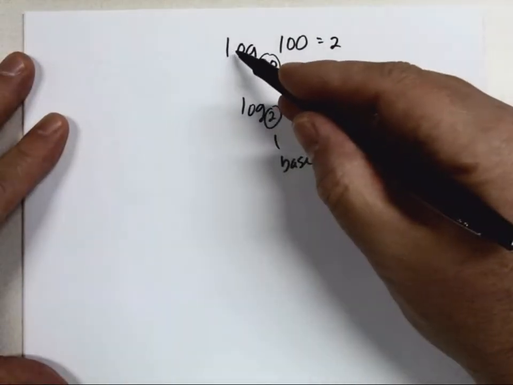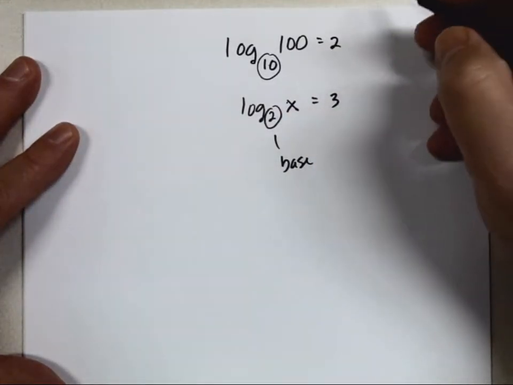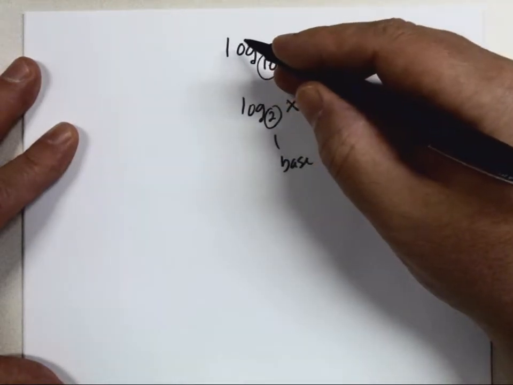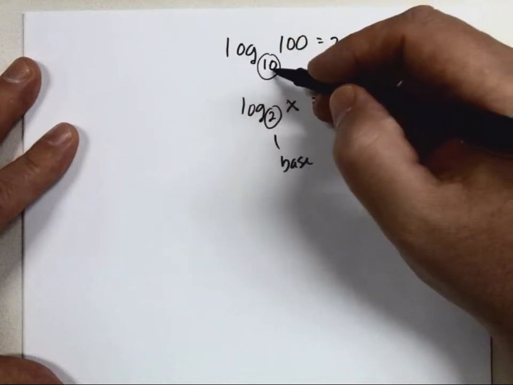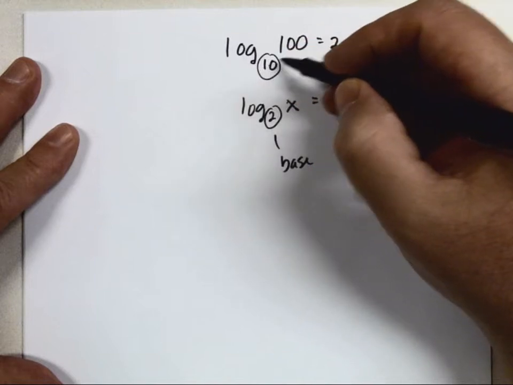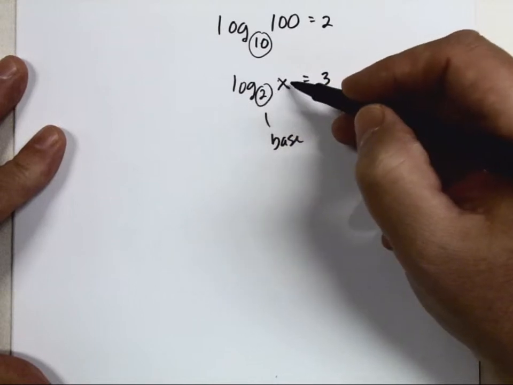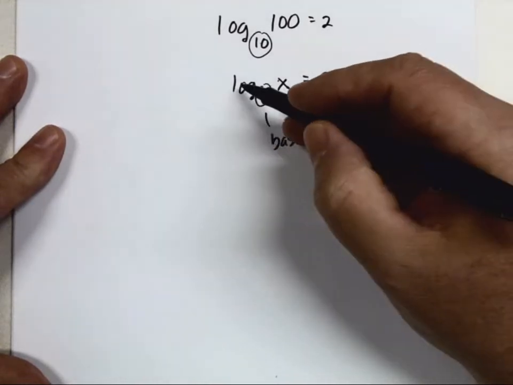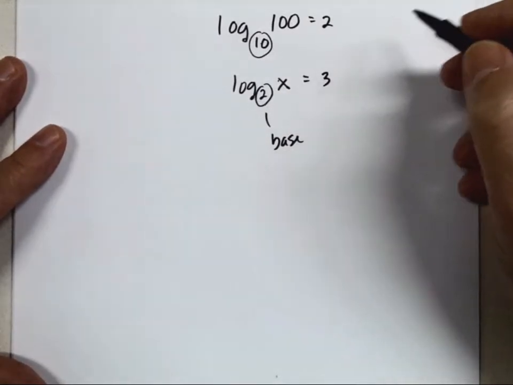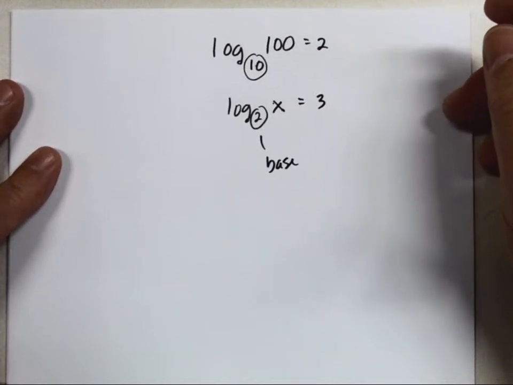So if I was to read out loud this equation, I could say log base 10 of 100 equals 2. This one I would say log base 2 of x equals 3. So this number down here is called the base. Whenever you have a log, you have to also pronounce the base.